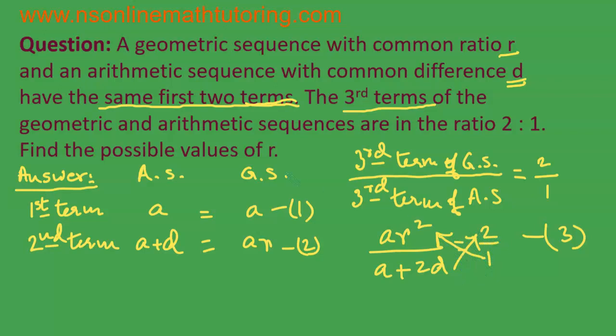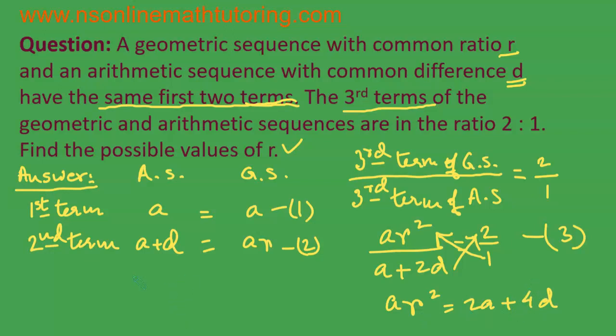We have to give the possible values of the common ratio r. Okay, so it is AR square is equal to 2 times A plus 2D, which will be equal to 2 times A is 2A and 2 times 2D is plus 4D. So this is the equation that we get after cross multiplication.